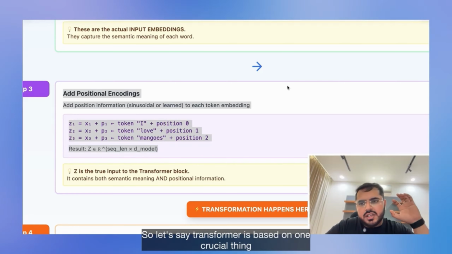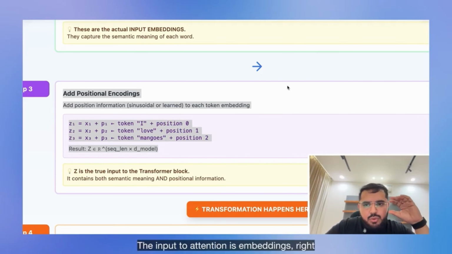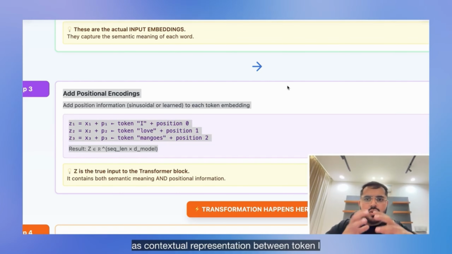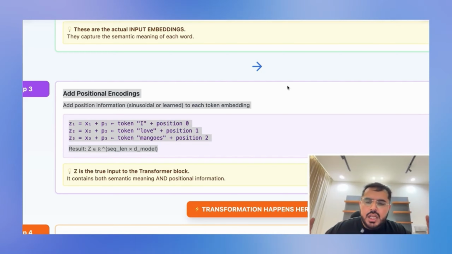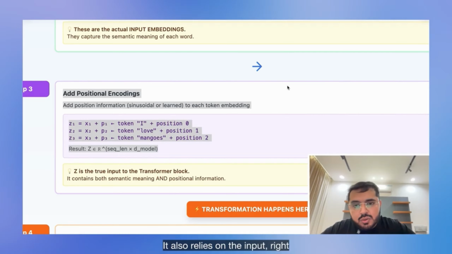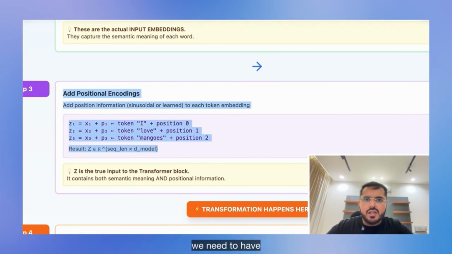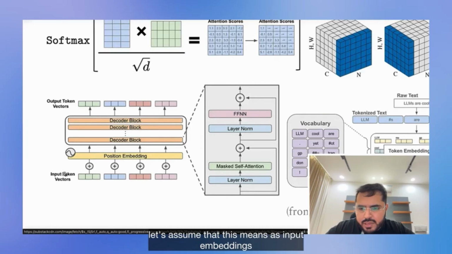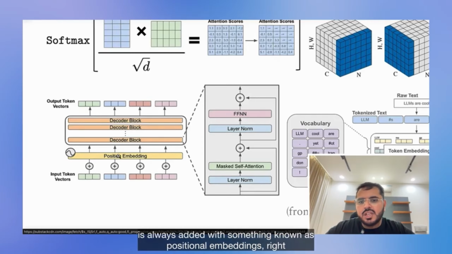So let's say transformer is based on one crucial thing, which is attention. The input to attention is embeddings, right? The attention formula produces something known as a contextual representation between token i and token j, right? Even that attention formula does not natively take into account or compute positional embeddings. It also relies on the input, right? So at the input end only, we need to have token embeddings always added with something known as positional embeddings.